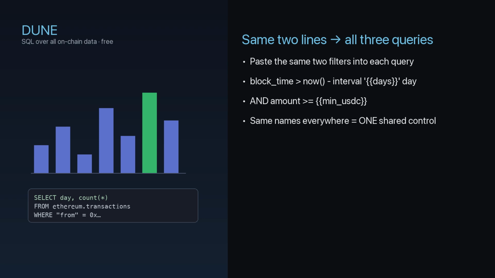Now the important part. I add those exact same 2 lines to all 3 queries, the net inflows, the top depositors and the biggest deposits. The trick is to use the same parameter names in every query, days and min USDC. Because when Dune sees the same name across tiles, it links them into a single shared control on the dashboard. Change it once and every tile that uses it responds. Same names, 1 dashboard-wide filter.